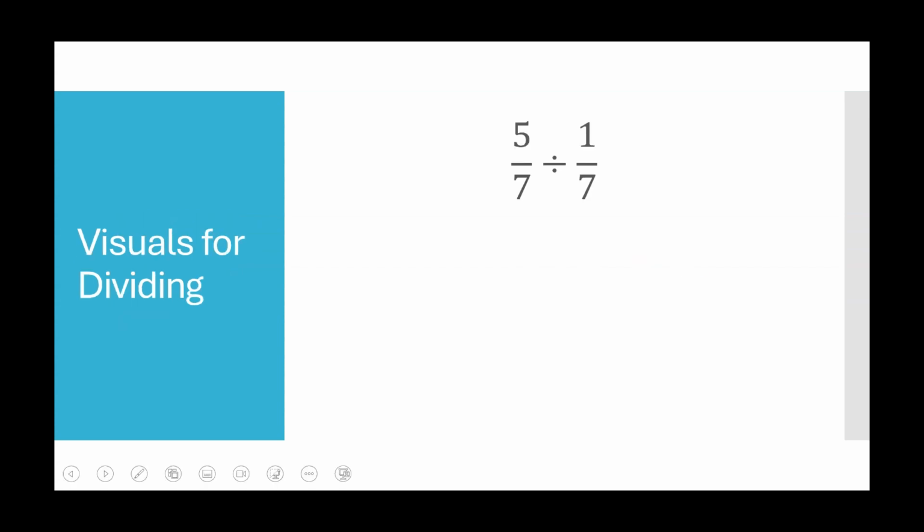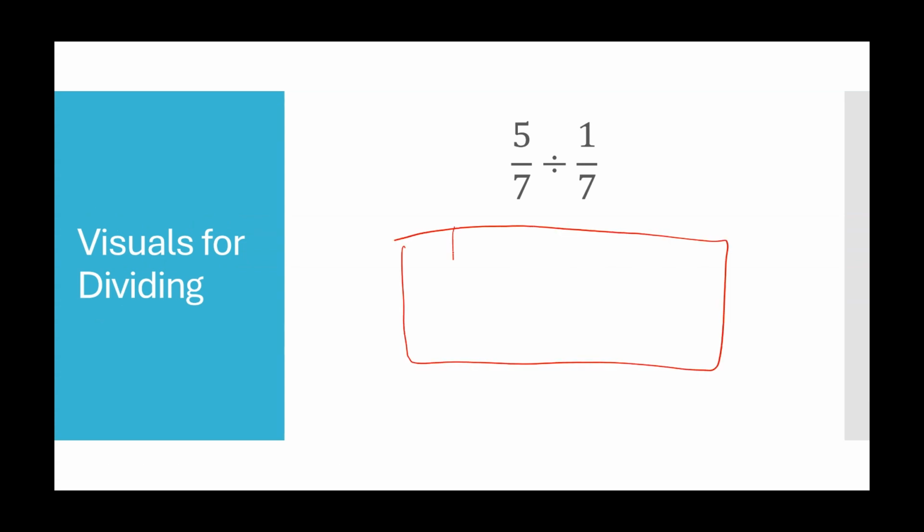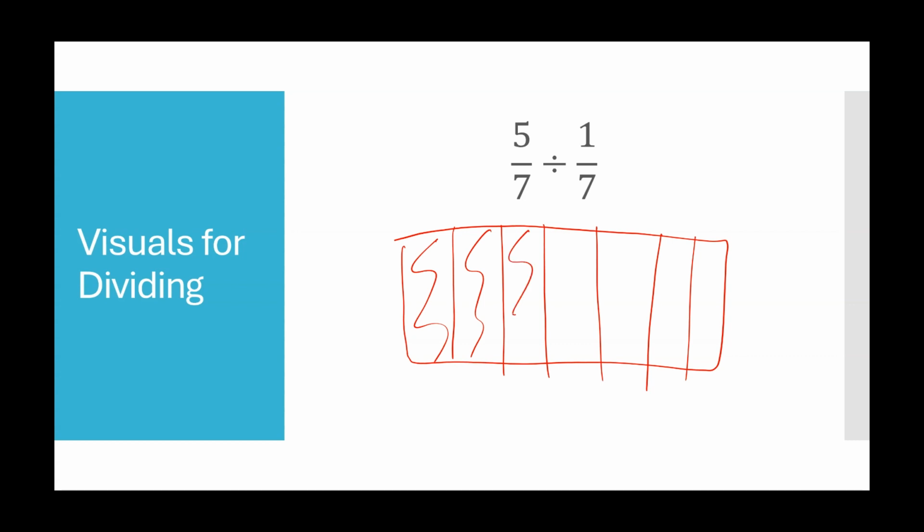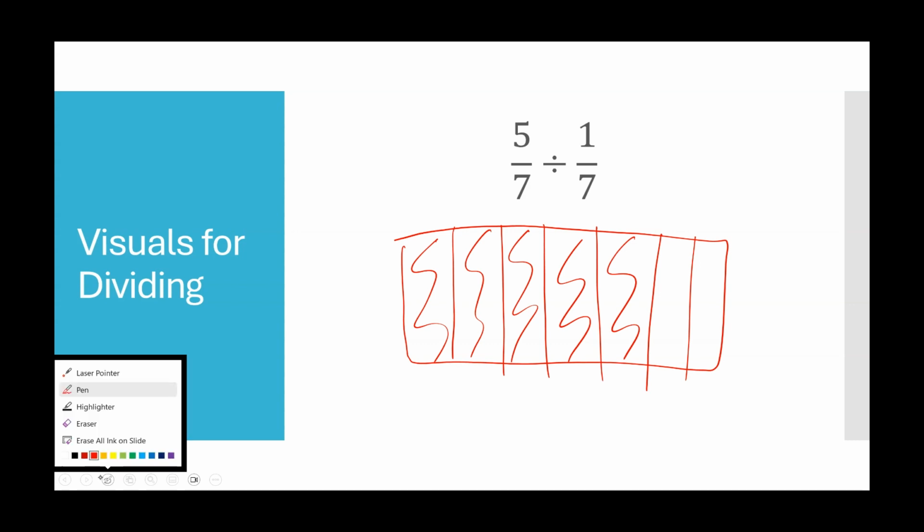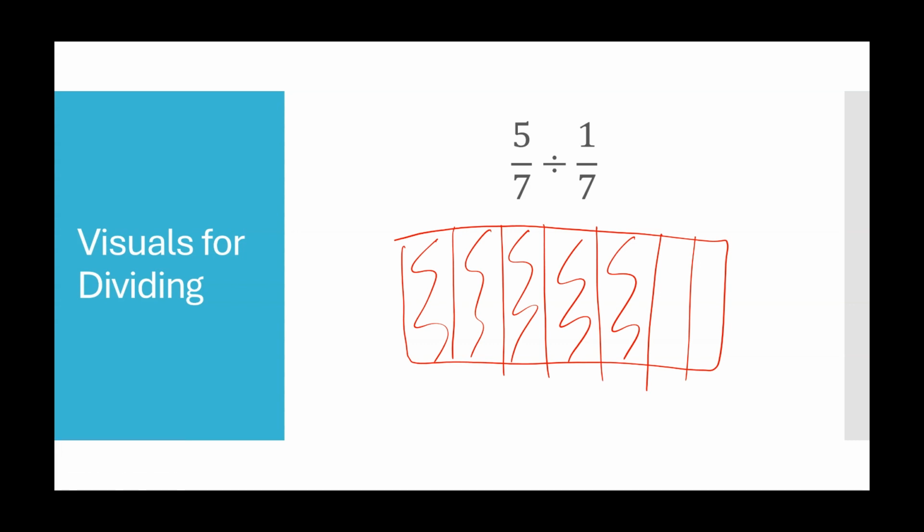So just like we had visuals for multiplying, we also have visuals for dividing. Imagine I have my 5/7. 1, 2, 3, 4, 5, 6, 7. 1, 2, 3, 4, 5. When I'm saying 5/7 divided by 1/7, I'm really just saying how many 1/7 are there in these 5/7. And you can see them. 1, 2, 3, 4, 5 of them.